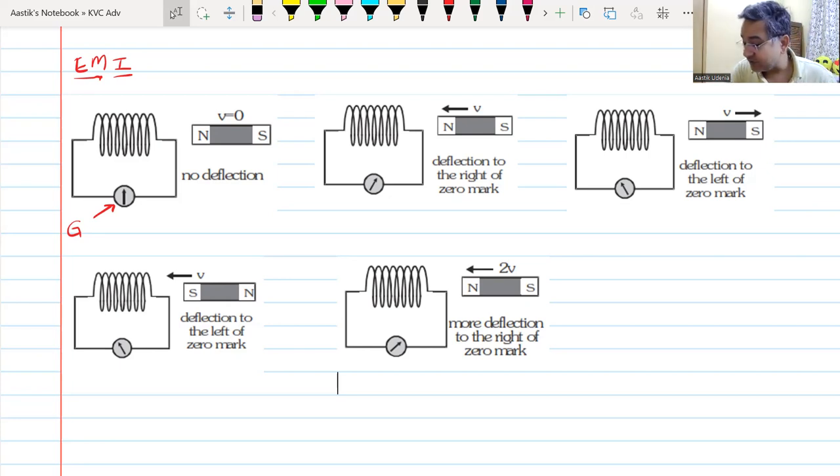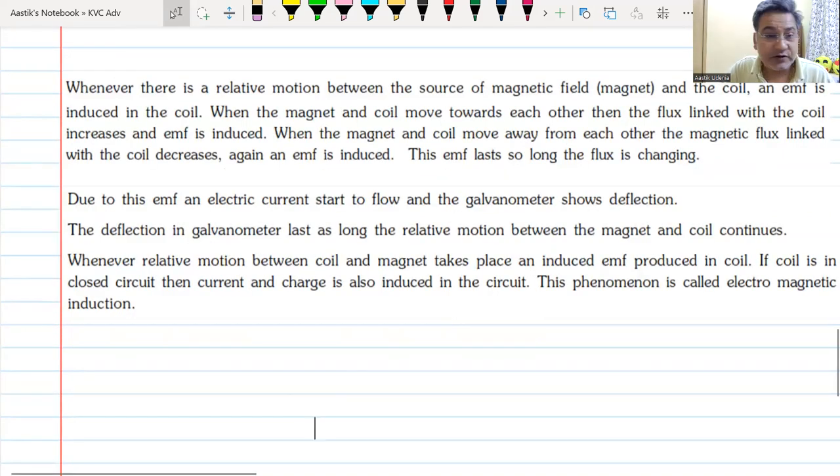What are the conclusions that you have to understand? Whenever there is a relative motion between the coil and the magnet, there was EMF induced in the coil. Whenever flux linked with the coil was changing with time, EMF was induced in the coil. This phenomenon came to be known as the phenomenon of electromagnetic induction. Do we understand this? Yes, sir. I'll give you 2 minutes to note this down.